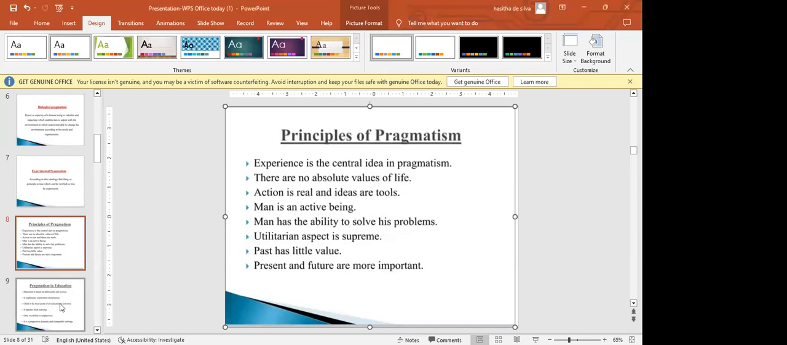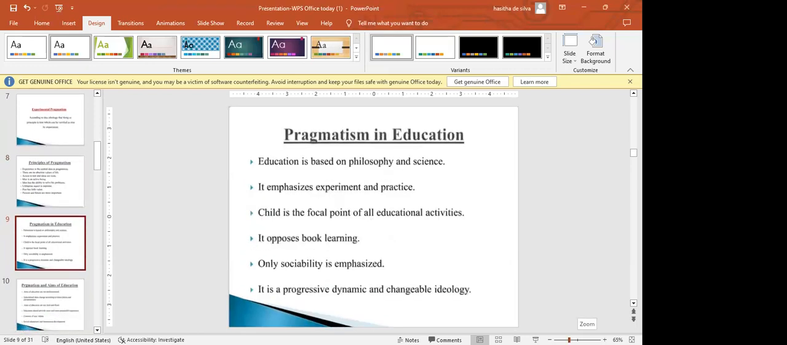The ninth slide is pragmatism in education. There are several points on pragmatism in education. First, education is based on philosophy and science. It emphasizes experiment and practice. The child is the focal point of all educational activities, and it opposes book learning. Only sociability is emphasized, and it is a progressive, dynamic, and changeable ideology. So those are the points on pragmatism in education.